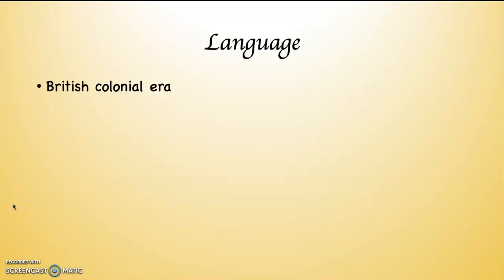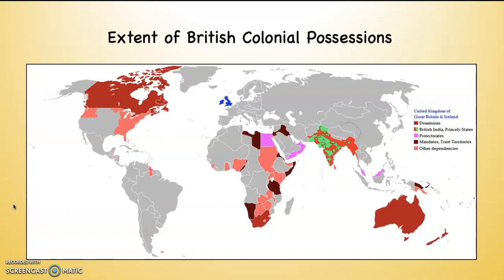Look, during the British colonial era, that wacky language is able to spread. You can see this is the extent of British colonial possessions. Wherever the British went, they brought their language because the British were really not so much about spreading their religion or creating brand new people. That isn't what they were about. The British were about making money. It was about commerce. And in order to have successful commerce, you have to be able to speak the same language. So wherever they went, they propagated their language.